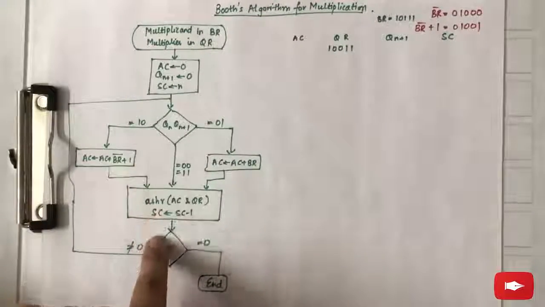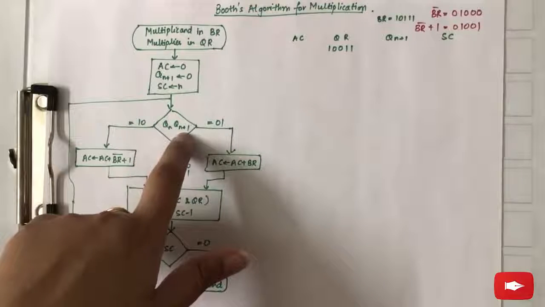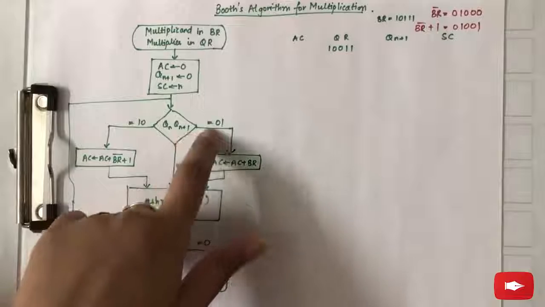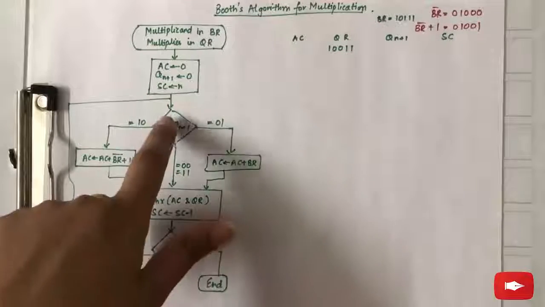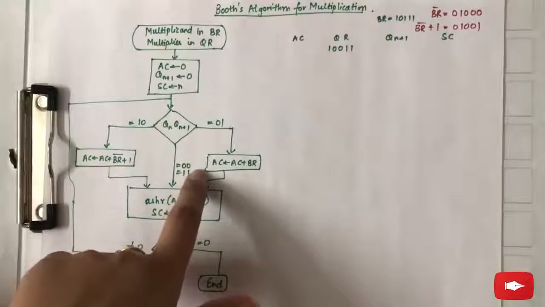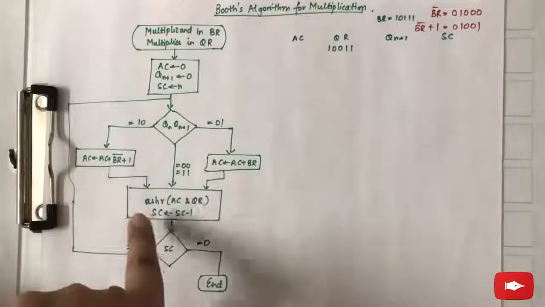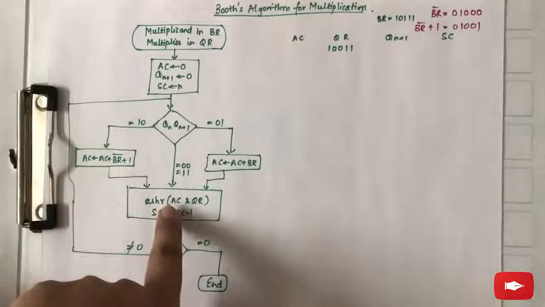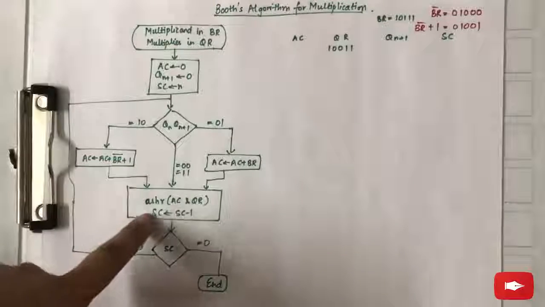Okay, now proceeding with the flowchart. Here we have to check the last bit of QR, that is Qn, and Qn plus 1 together. If it is 0, 1, addition is performed between the AC and BR. If it is 1, 0, subtraction is performed. But if it is 0, 0 or 1, 1, only an arithmetic shift right operation is to be performed. After these two, an arithmetic shift right also has to be done for AC and QR. Just make a note of it.